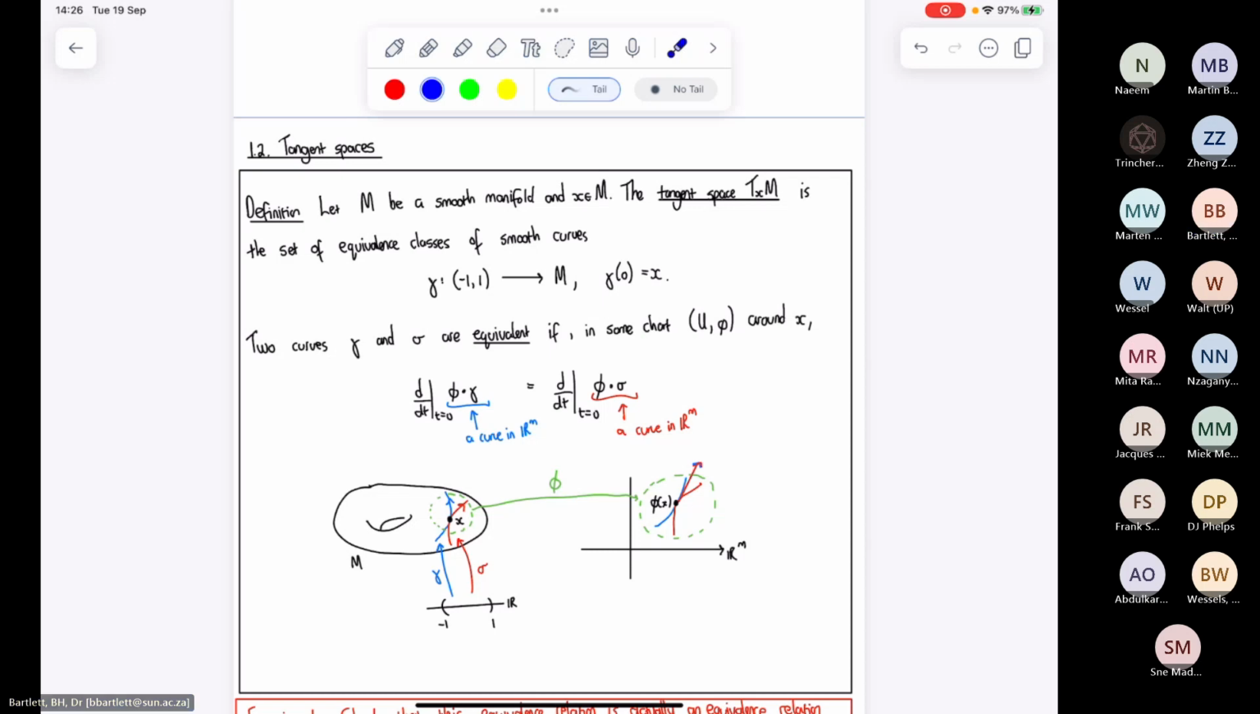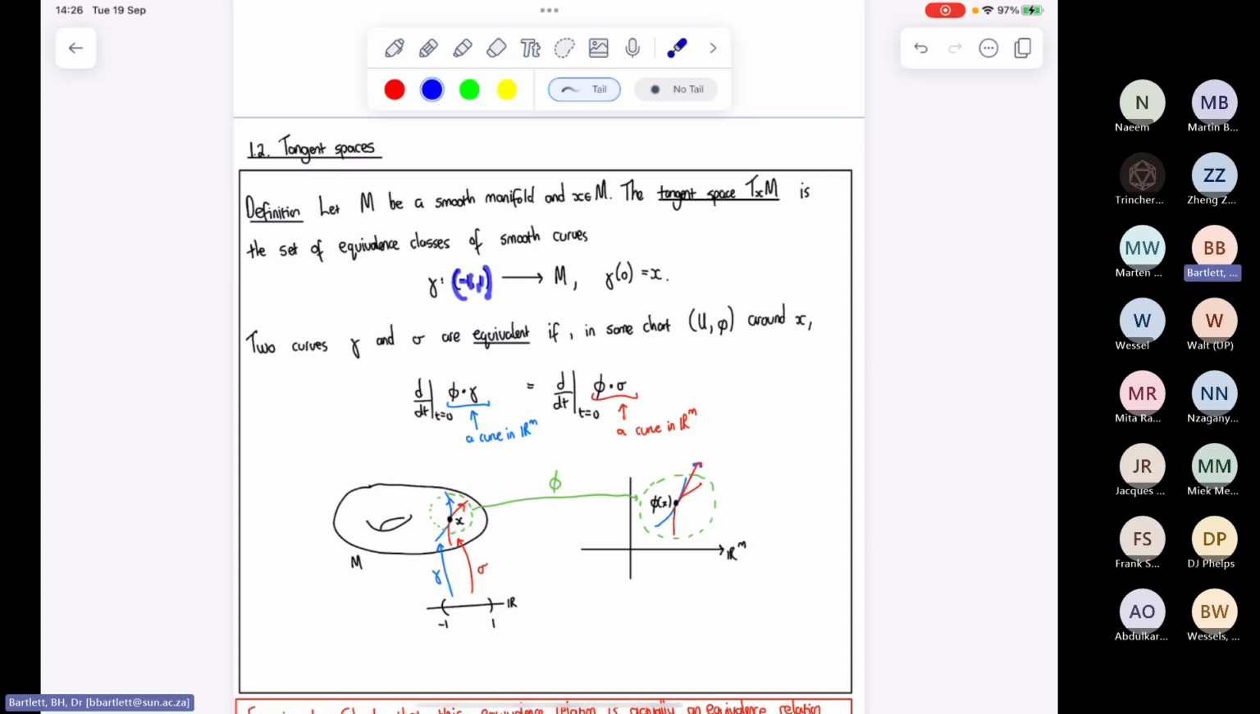structure on that set. As a set, it's the set of equivalence classes of smooth curves from the interval from -1 up to 1, into M, having the property that at time 0, they're equal to x. Smooth curves, you know what that means. It means in a chart, the map is smooth, right?